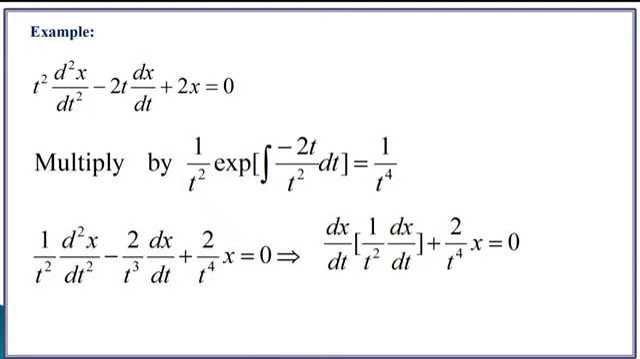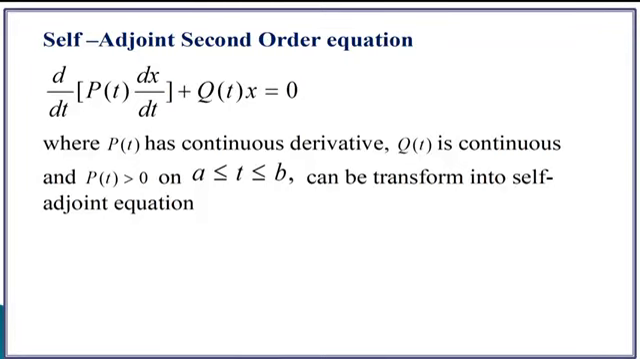Next, see an example. Here this is a given equation, a second order ordinary differential equation, and now we are multiplying, as per our theorem, by this factor which is equal to 1 by t to the 4. So the given equation becomes this, and then we can write it in the form of a self-adjoint equation of second order. In other words, any self-adjoint equation can be written in this form. So whenever we talk about self-adjoint equations, we'll only consider equations of this form.